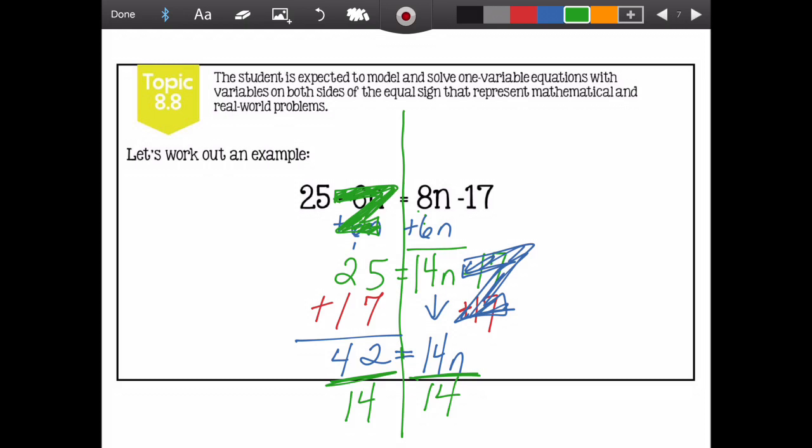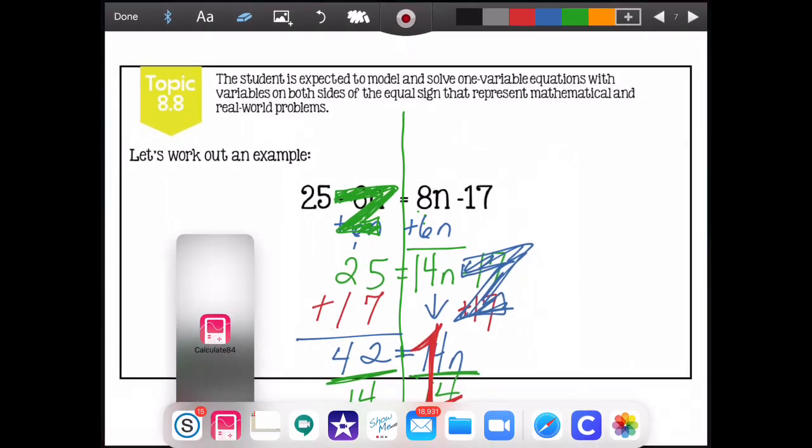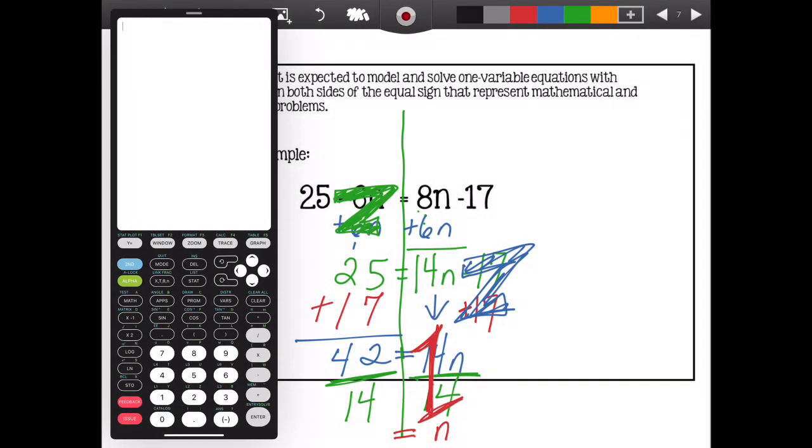Okay, because again, to keep it balanced, if I do something to one side, I have to do it to the other. And again, I suggest here that you go ahead and get the calculator. Now, really quickly on this side, 14 over 14, guys, is just 1. Okay, that turns into a big 1. So now I just have 1n, or n, and now I'm going to do 42 divided by 14 to see what I get. So 42 divided by 14, and I get 3. Okay, so n equals 3.